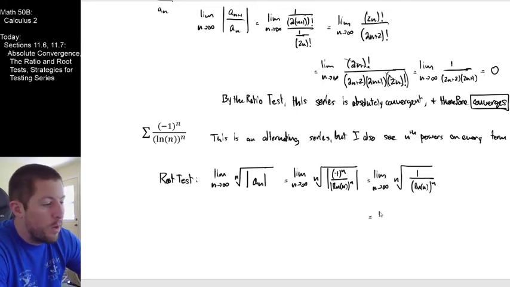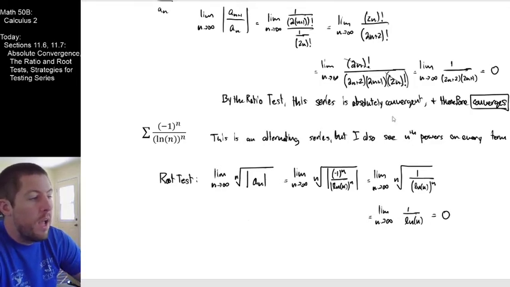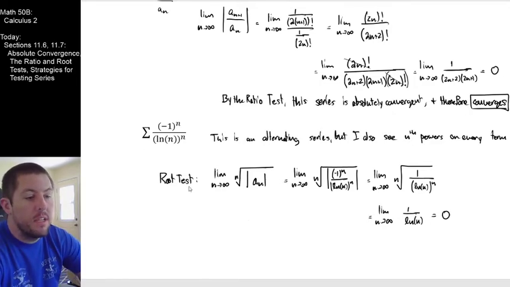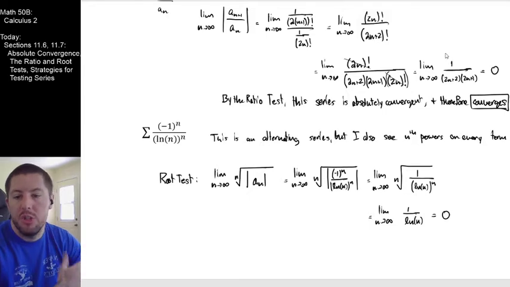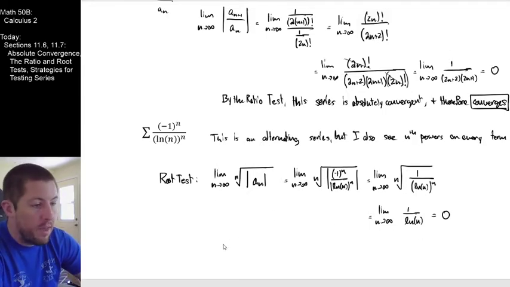And all we're getting here is the limit as n goes to infinity of, the nth root is canceling with the nth power, and it's just leaving us with 1 over the natural log of n. Since the denominator is getting infinitely large and the numerator is staying at 1, this limit is converging to 0. And remember that the ratio test and the root test have all of the same conclusions associated with them. So we got 0 just like we got in the previous problem. And so I think I can conclude here by the root test.